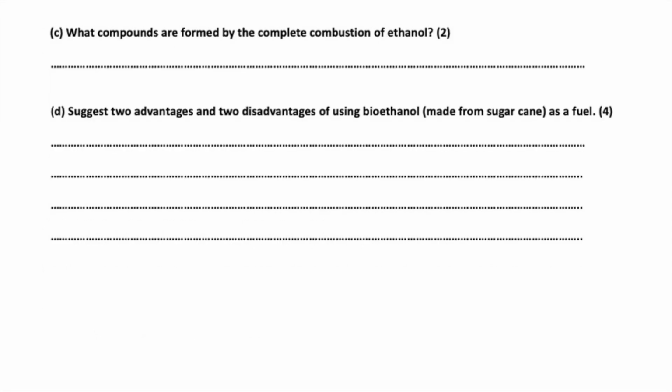So here's parts C and D. So part C is asking you to name the compounds formed by the combustion of ethanol. And then part D is asking you to suggest 2 advantages and 2 disadvantages of using bioethanol made from sugarcane as a fuel. Read through the question, pause the video, have a go at it, and then we'll go for the answers.